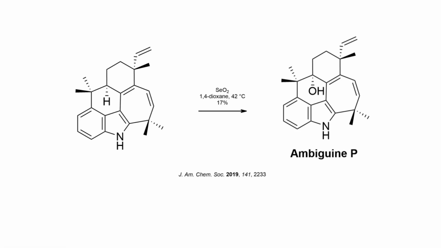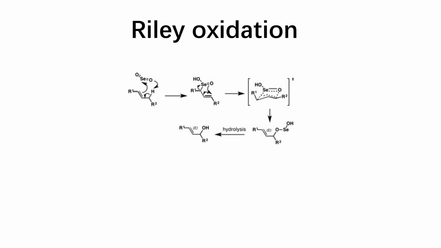Onto the last step, Ambiguine P. Our final journey finds its end. This is how we're going to end it. This is the Riley oxidation. Now this oxidation is tricky.